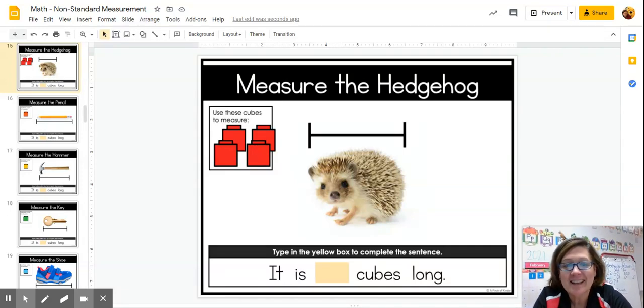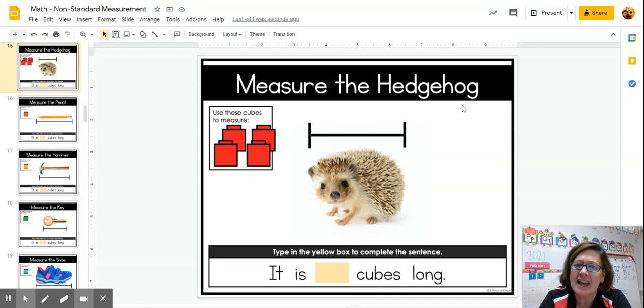Hi, boys and girls. Okay, so we are talking about measurement, and measurement that is non-standard. That means I just noticed that hedgehog was staring at me. Measurement where we are measuring things, but we're not going to get out a ruler. We're just using other things to measure. Okay, we've talked about this before, but pre-K, we go back and talk about it a few more times. So now let me show you this page.